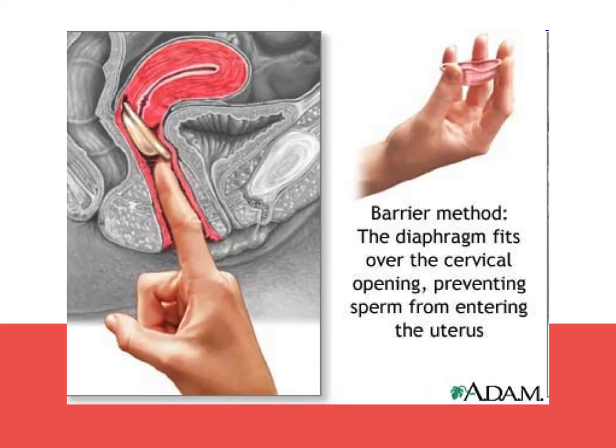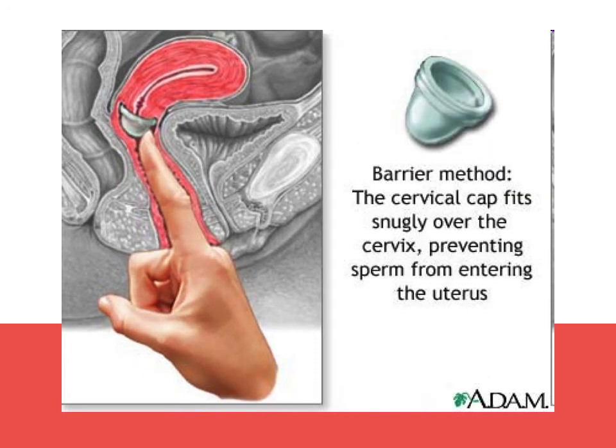So here are some images. This image is of the diaphragm, showing what the diaphragm looks like and how it would be positioned over the cervix. And then the next is a cervical cap. Again, something that is occluding the cervical opening, preventing sperm from entering the uterus.